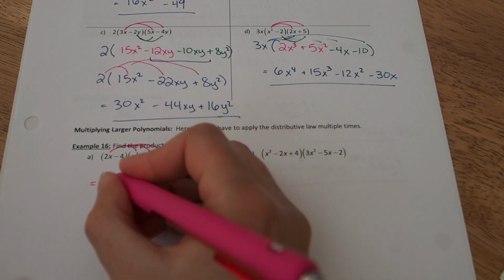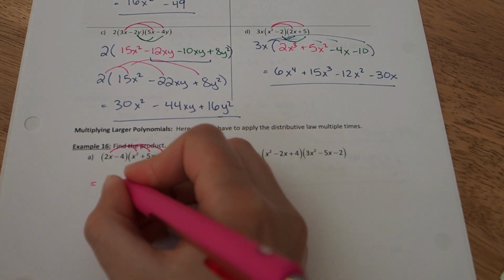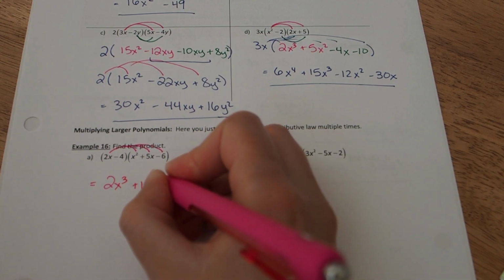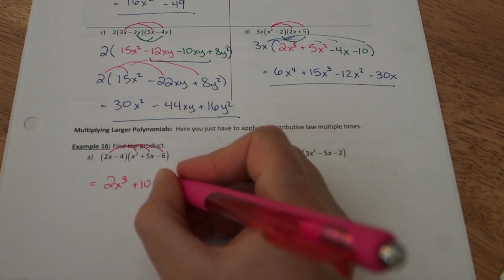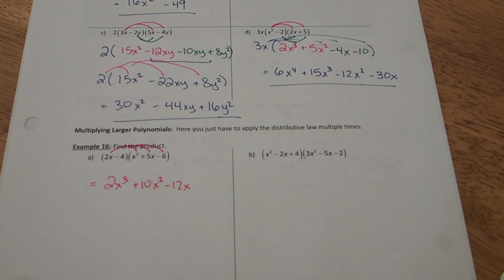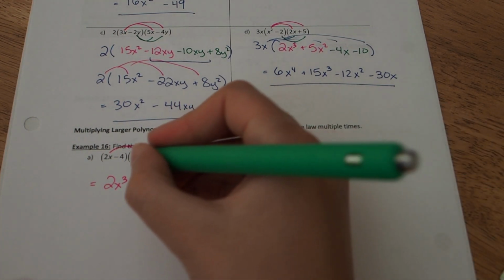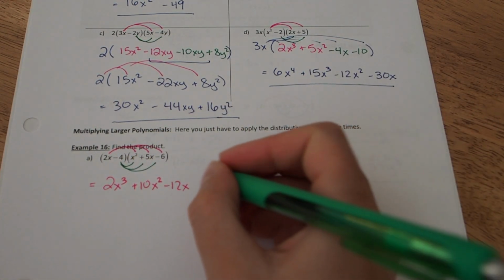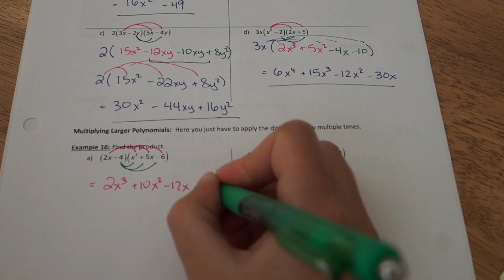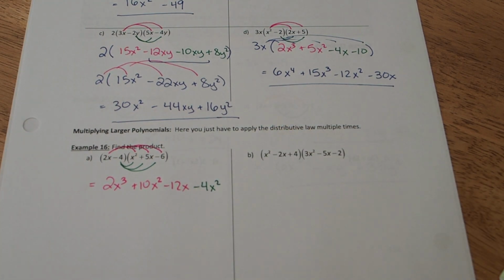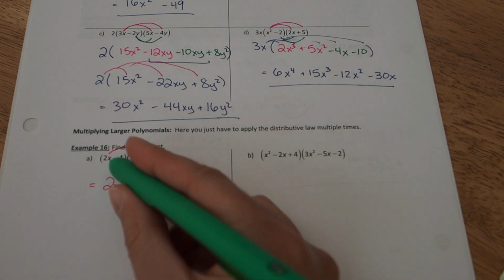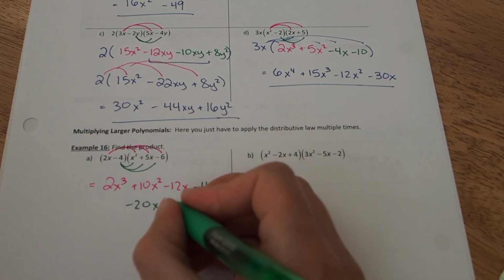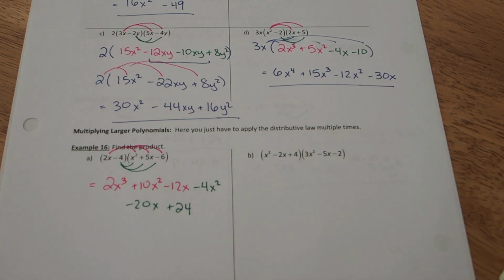So first, 2x times x squared, that's 2x cubed. 2x times 5x, that's plus 10x squared. And 2x times negative 6 will be negative 12x. Then the first 2x term is finished. We're going to do our negative 4 times everything in the trinomial. So I'm going to have minus 4x squared. I'm running out of room, so I'm going to start writing underneath. Negative 4 times positive 5 will be minus 20x. And last, negative times negative to make that positive 24.